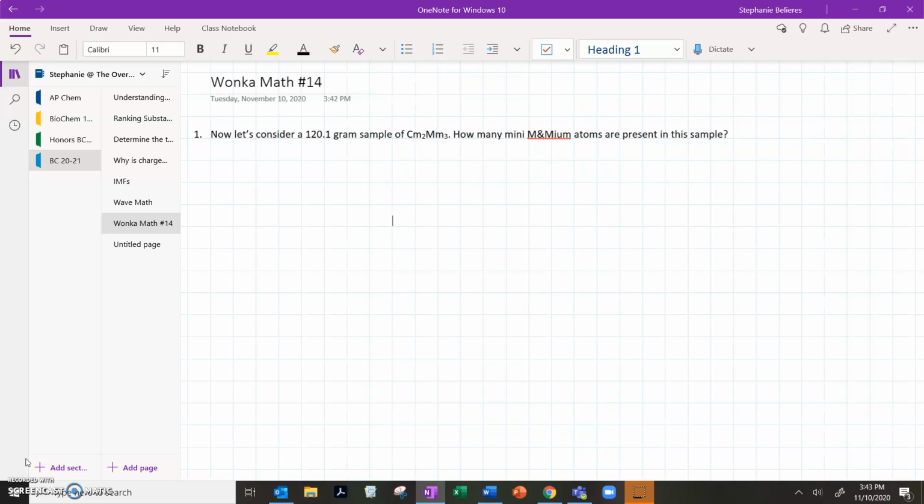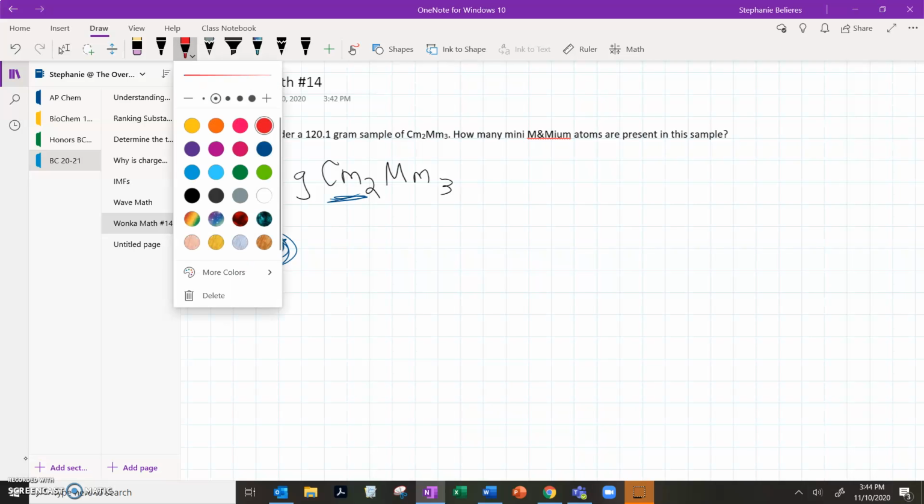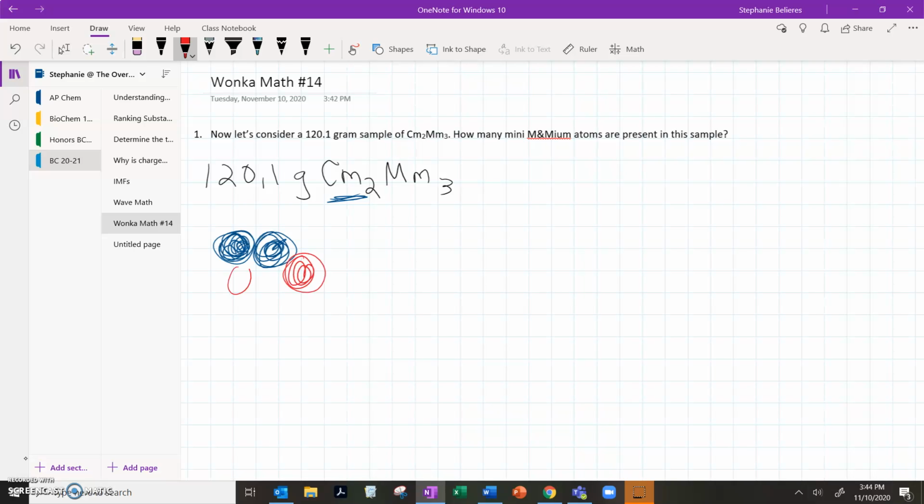All right, so there's a couple steps to figuring out how to do this. And I'm going to walk you through some ways to think about this and what you're doing at each step along the way. So the first thing we know is we're starting with 120.1 grams of this stuff. If I were to draw this, this is a classic M&M. There's two of those. And then let's say I've got 3 mini M&Ms. And those are those. Okay, so that's my substance.